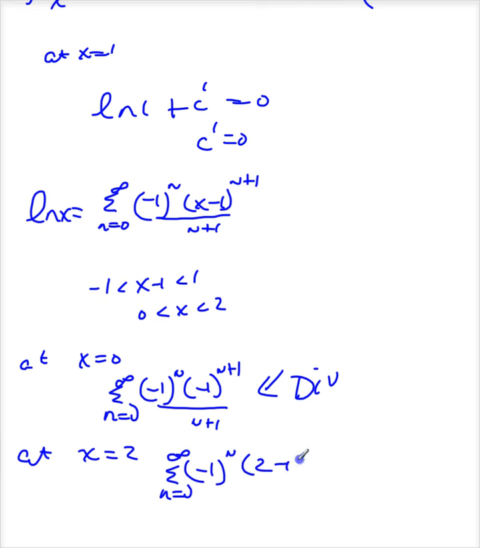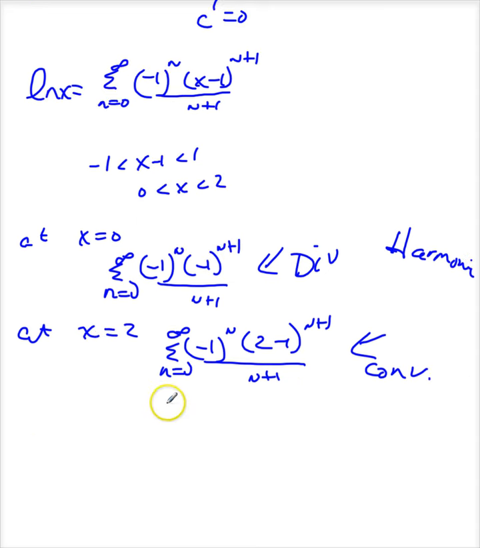At x equal 2, this becomes a sum at n equals 0 to infinity, minus 1 to the n times 2 minus 1 to the n plus 1 divided by n plus 1. Now this is the alternating harmonic. So this converges. I'm running out of room here. So my interval of convergence is 0 to 2. And the radius of convergence is 1.